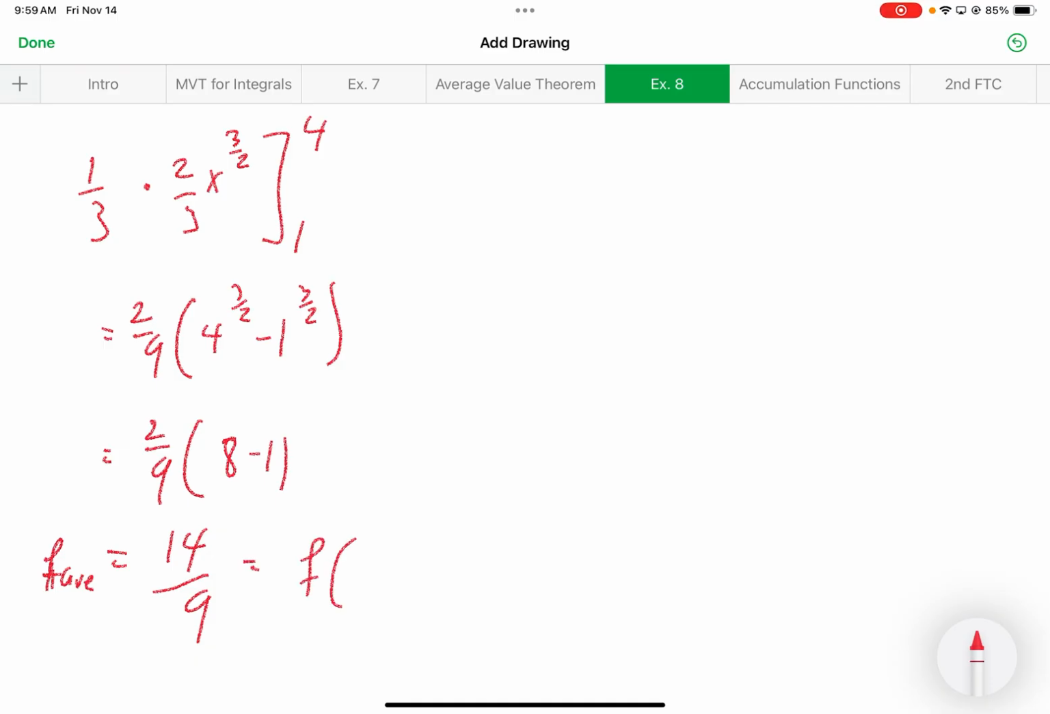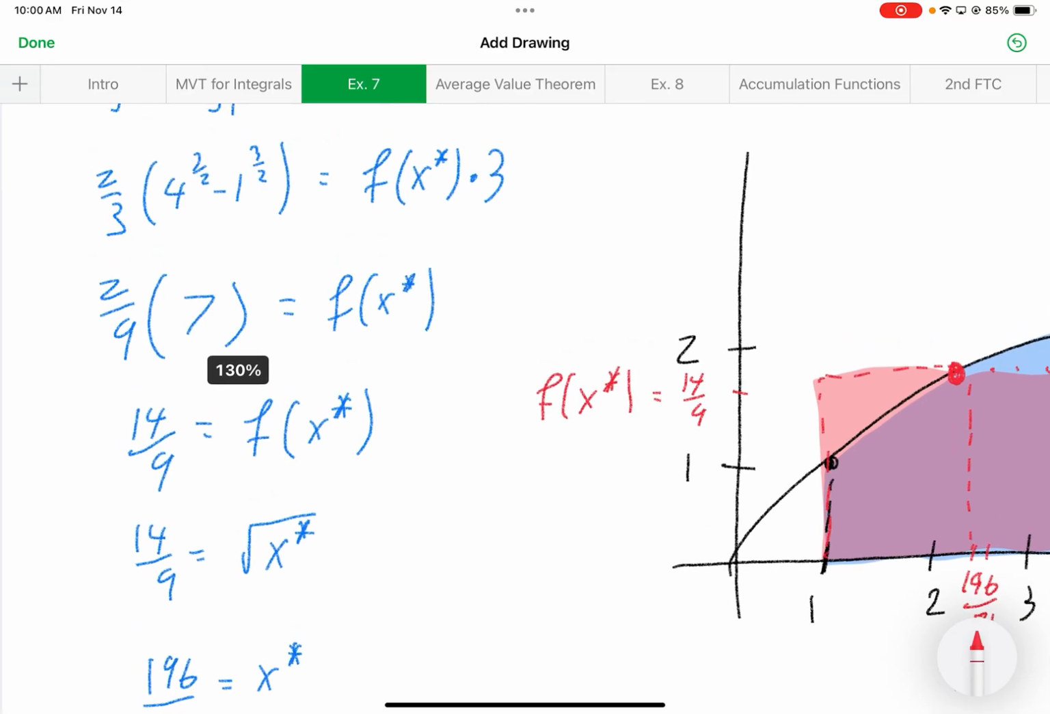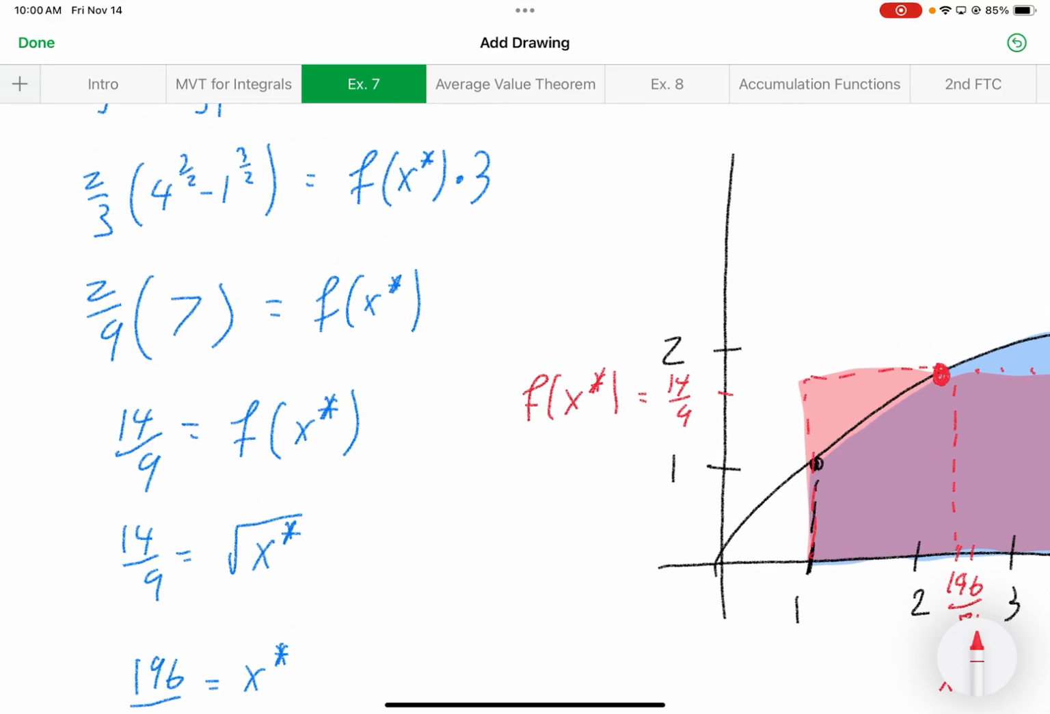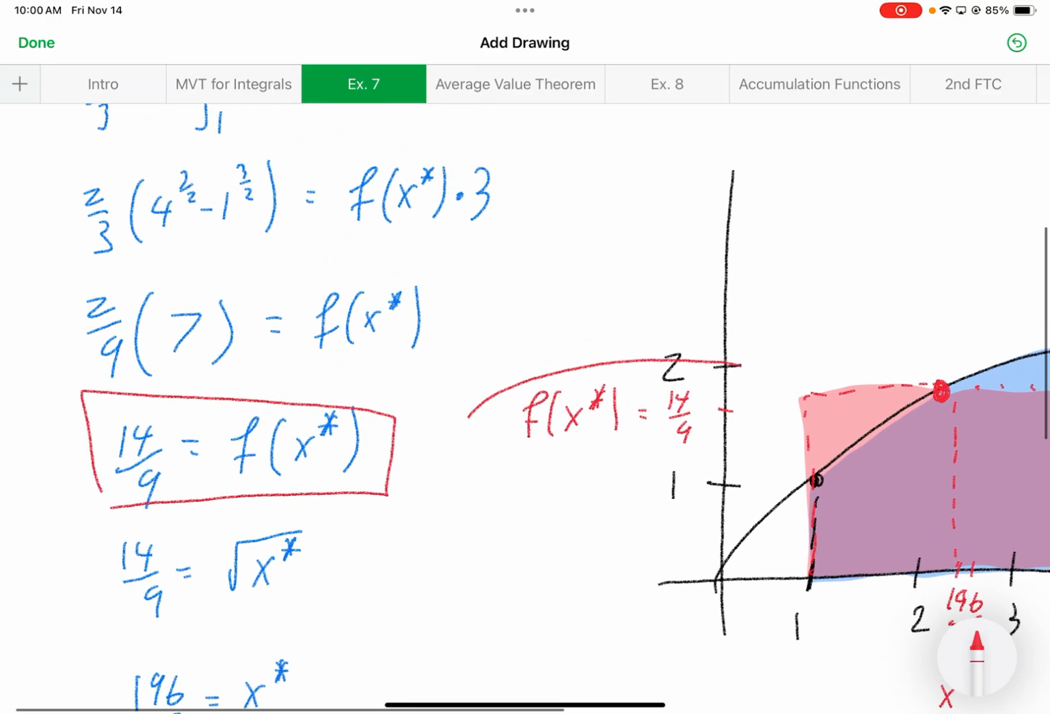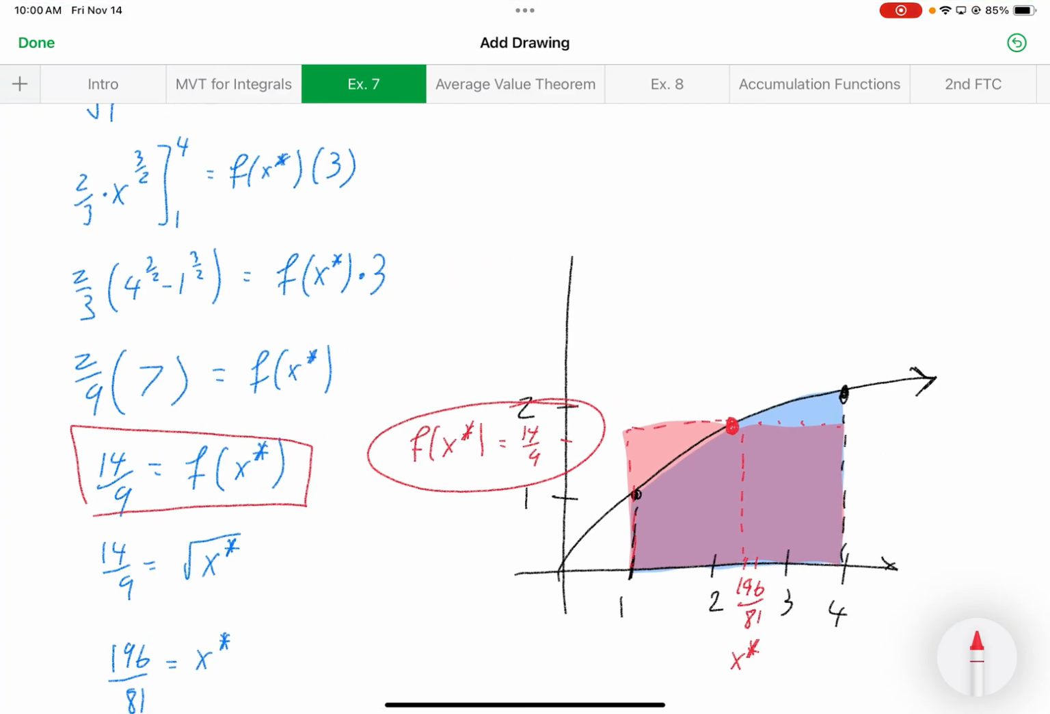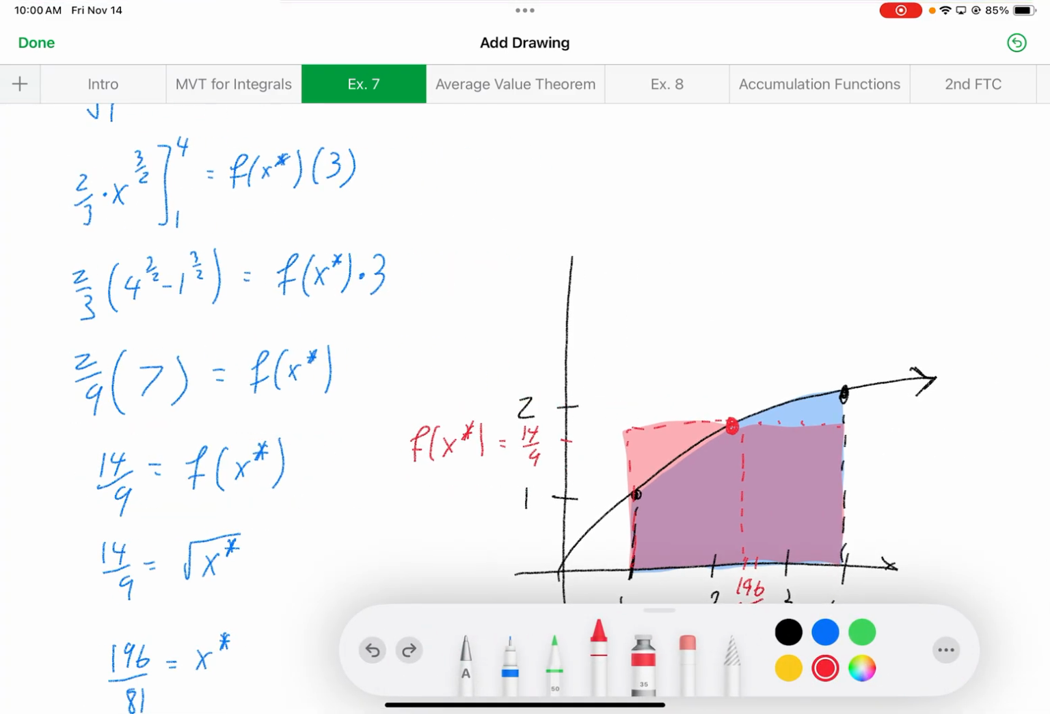Also known as, do we remember that value from f of x star before? Cool. If I find that x value, it was 196/81. But our function value was just 14/9. If we go back to here, that represents a y value, and our y value, f of x star right here, was 14/9. So that's on our graph right there. Okay. All right, questions there?